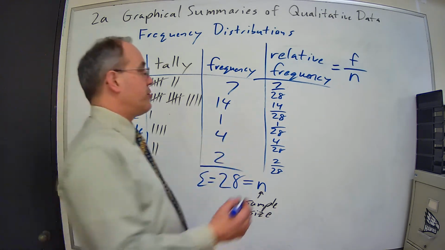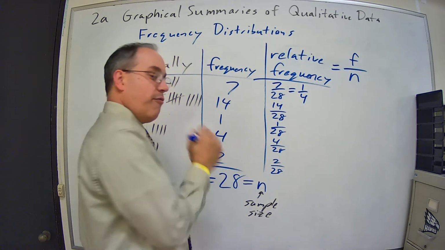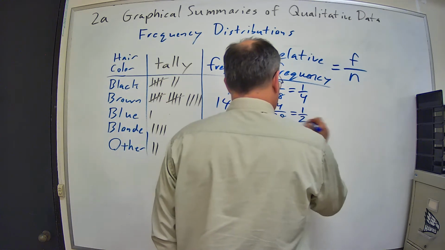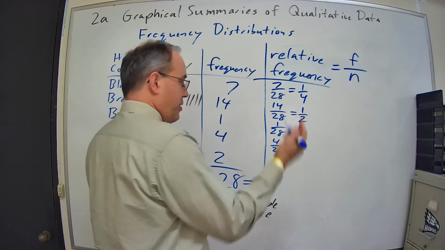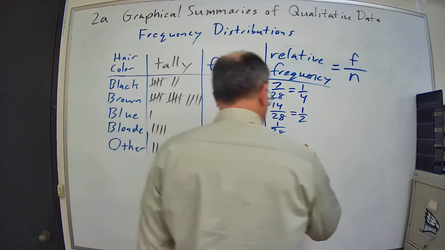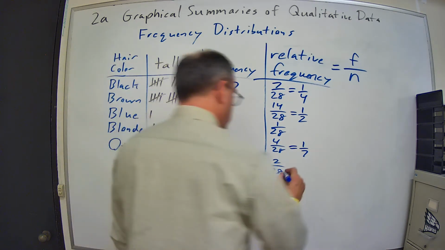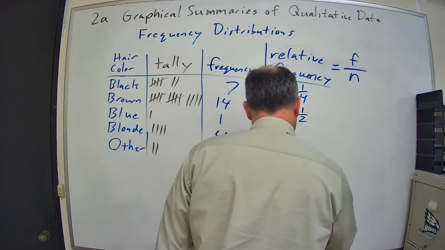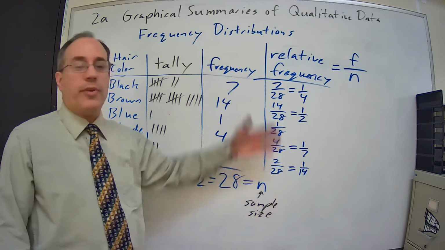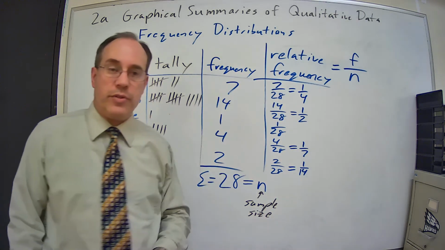7/28 can be reduced to 1/4. 14/28 can be reduced to 1/2. 1/28, that stays as it is. 4/28, 1/7. 2/28, 1/14. So now I've simplified or reduced those fractions, and that's good. So we know the relative frequencies.